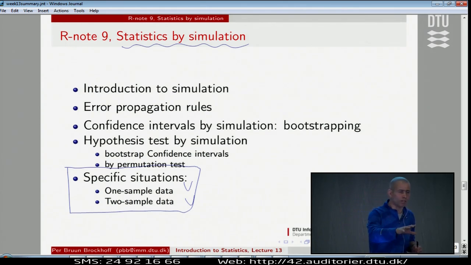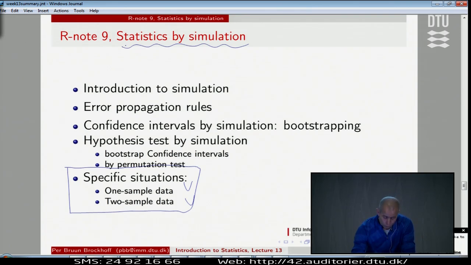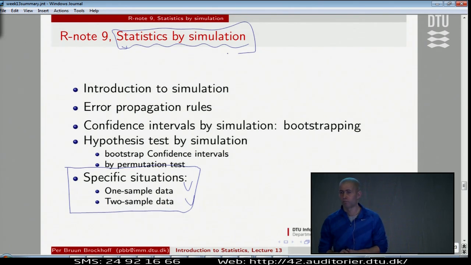So either we use it because the normal is valid from the beginning, or we use the normal and t because the central limit theorem comes into play for a large n. But what if it's not normal and n is not large? What should we then do? Then we do statistics by simulation. That's the name of the game here.